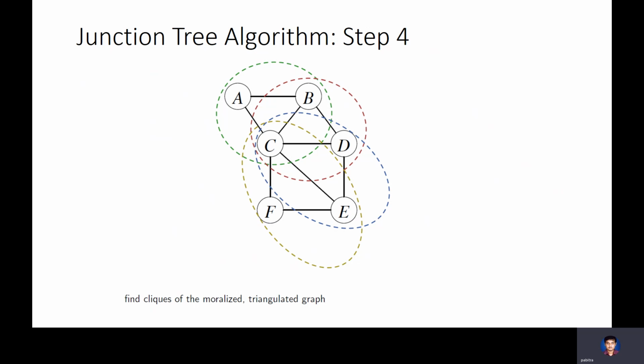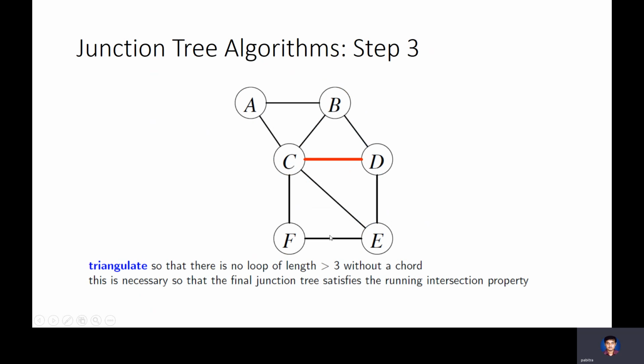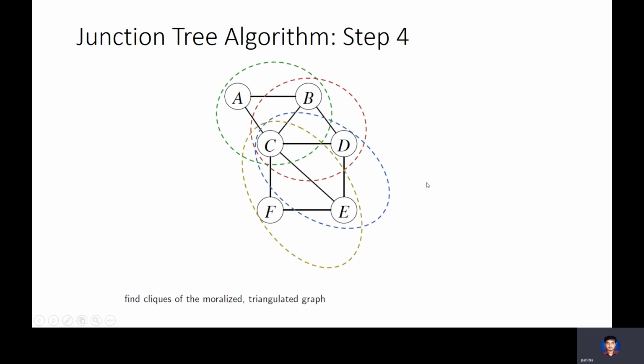Okay, so with this final graph after moralization, triangulation and undirection, we do step 4 of the junction tree algorithm, which is to find the cliques in this graph. A clique means it's a complete graph. It's a subgraph which is completely connected. Every node is connected to everybody else. So you find the cliques. So here there are 1 clique, 2 cliques, 3 cliques, 4 cliques. ABC is a clique, BCD is a clique, CFE is a clique, CDE is a clique. So you find out all the cliques in this graph.